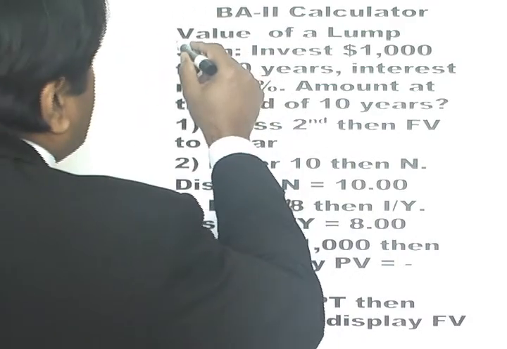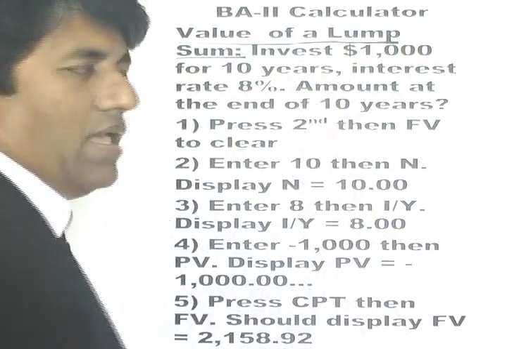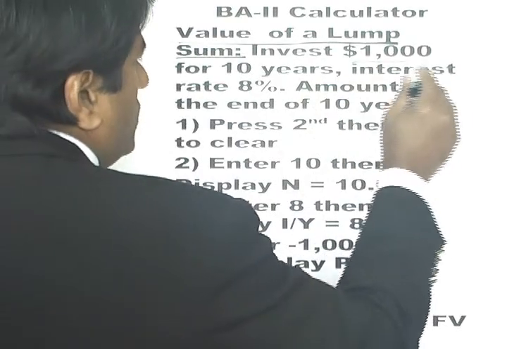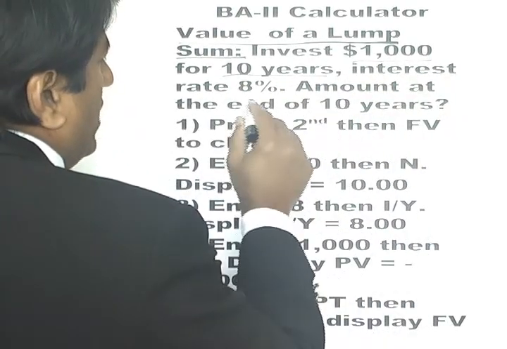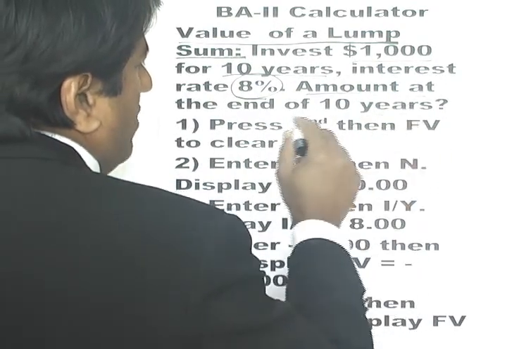example we'll have is what is the value of a lump sum. You invest $1,000 for 10 years. The interest rate is 8% per year. And the question is, what is the amount at the end of 10 years?